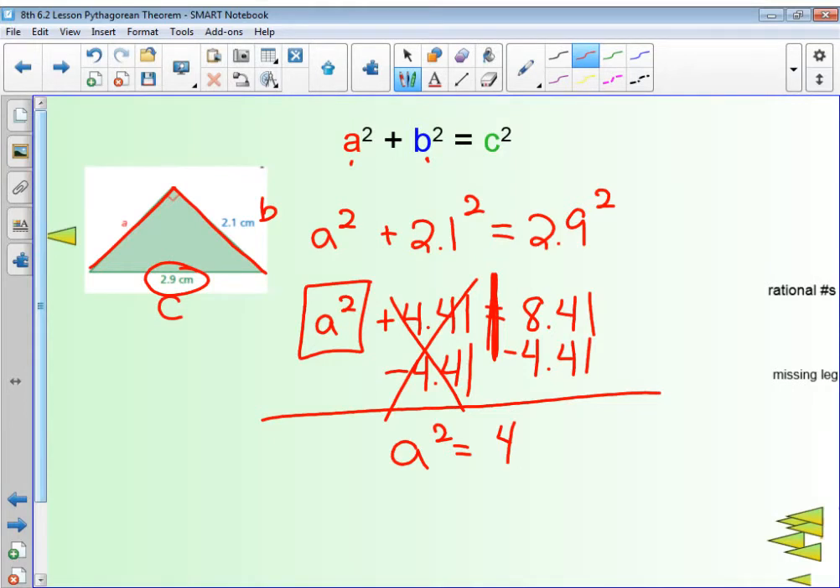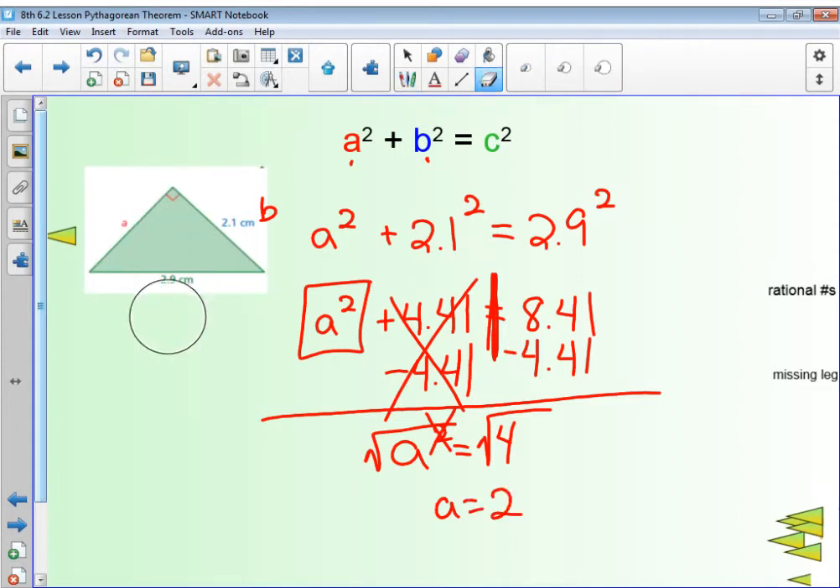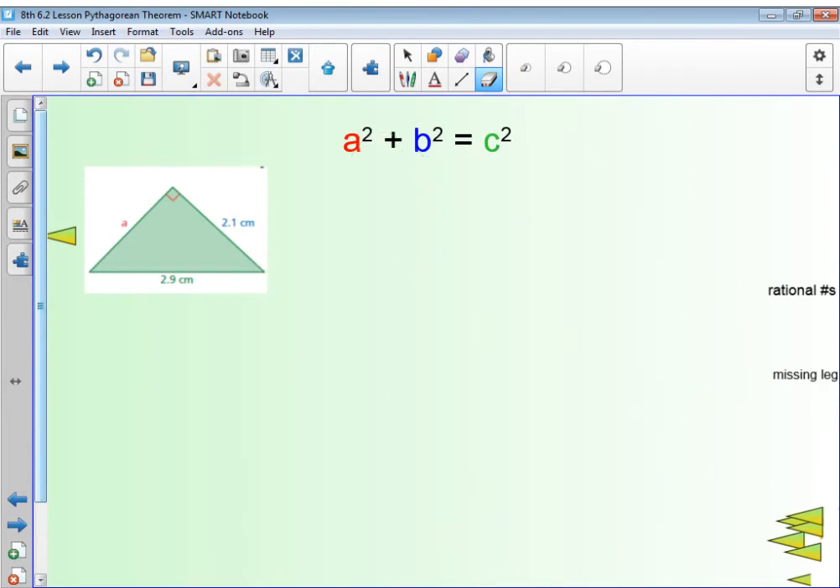Final step, I have to get that squared out of there. So we have to do that square root to cancel it out. So A equals the square root of 4, A equals 2. Does that make sense? Yes, it should not be the largest number. My largest side is going to be that hypotenuse. Had I written down that A was 4, that wouldn't make sense because the hypotenuse has to be the longest side. So make sure your final step is doing the square root of that.